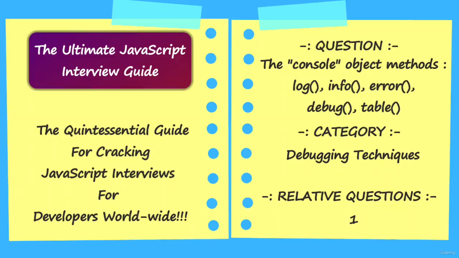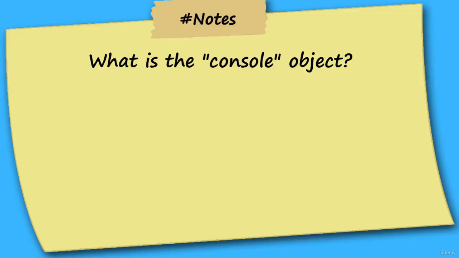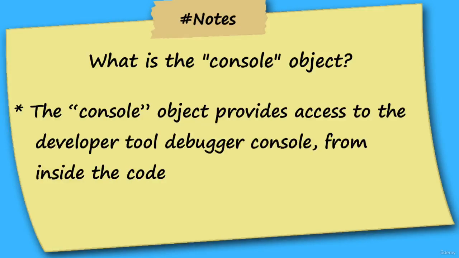Now let's understand the console object in this lecture. The question is, explain different console object methods. First, let us understand what exactly is the console object. The console object provides access to the developer tool debugger console from inside the code.